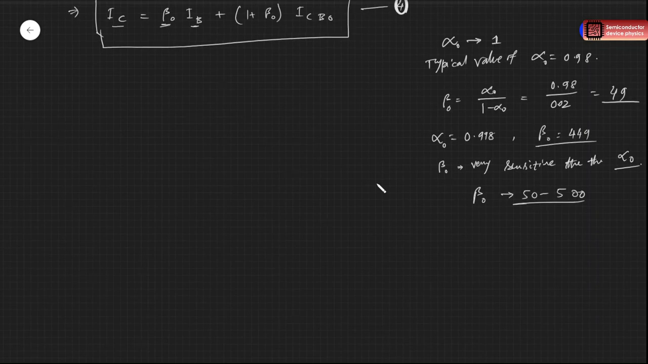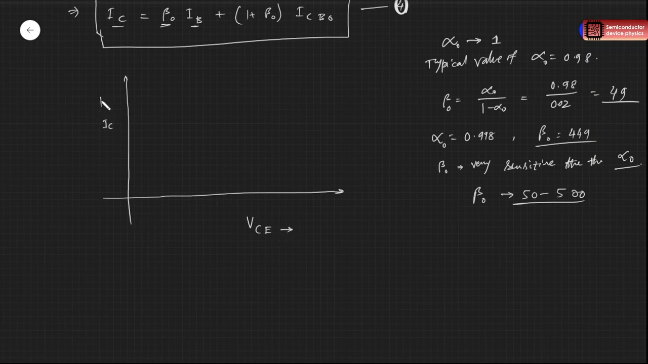Now we are trying to understand the output characteristics with these equations. We are plotting VCE, the output voltage, against the output current IC, right? To start with, we are varying IB here. Let's say IB is 0.